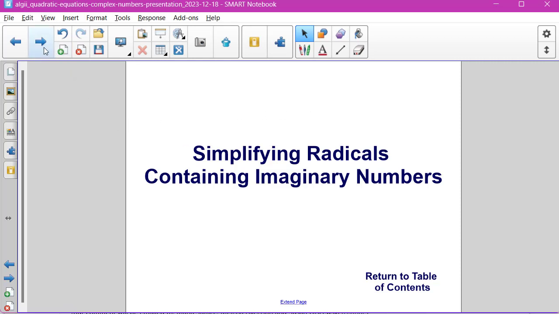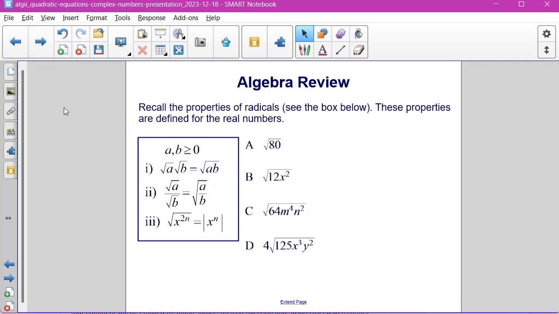Simplifying radicals containing imaginary numbers. Let's begin with an algebra review. Recall the properties of radicals that are shown here in the box.